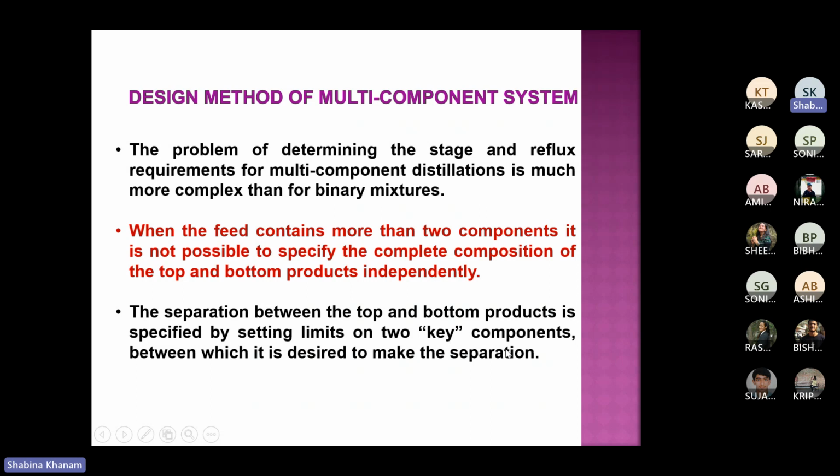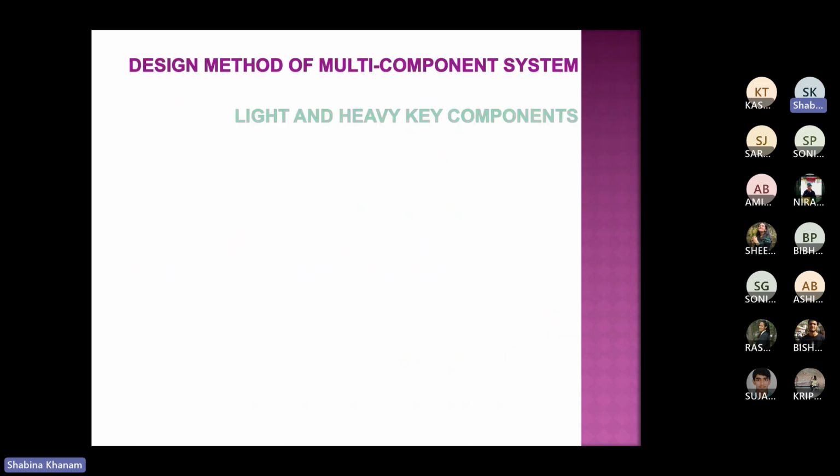And these key components are only two, not more than that. Only two key components we define, between which we basically consider the separation. So the first step is to define the key components. Let's see how to define them. When we consider key components, those are called the light and heavy key components.